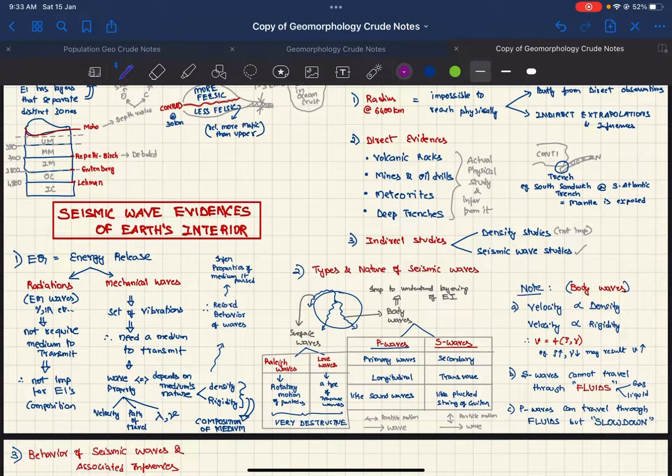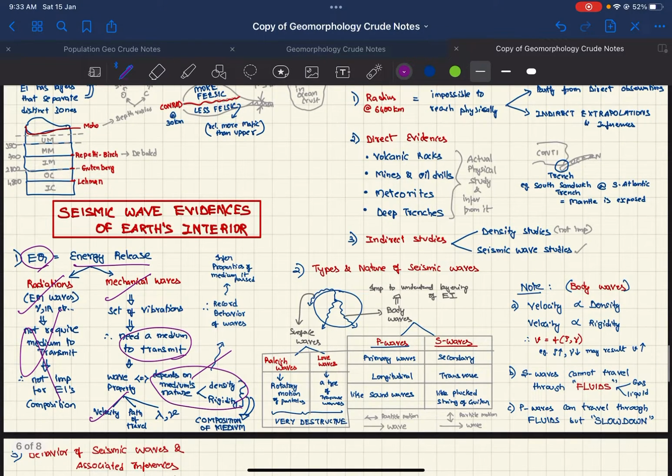So we were looking at seismic wave evidences of Earth's interior. Whenever there's an earthquake, there's an energy release. So there are electromagnetic waves and mechanical waves. These are not important. Mechanical waves, since they need a medium to transmit, if we study the properties of these waves, we will get to know the properties of the medium.